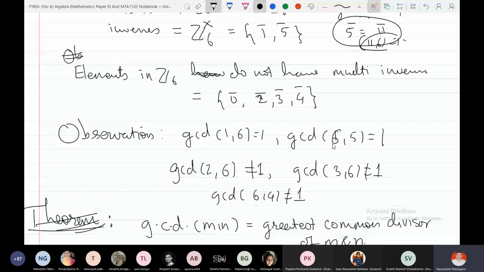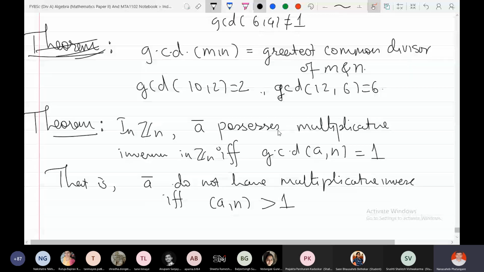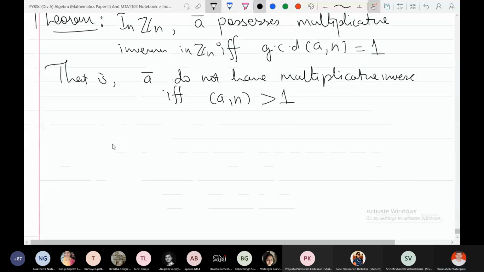So therefore those elements having GCD 1 have a multiplicative inverse. Now in view of these two theorems, which theorems have we stated now? Every non-zero element in Zn has a multiplicative inverse if and only if n is prime. That means if your n is prime, then you choose any non-zero element in Zn, it has a multiplicative inverse. What does the second theorem say? Whatever n is, the element has a multiplicative inverse if and only if the GCD of the representative with n is 1.